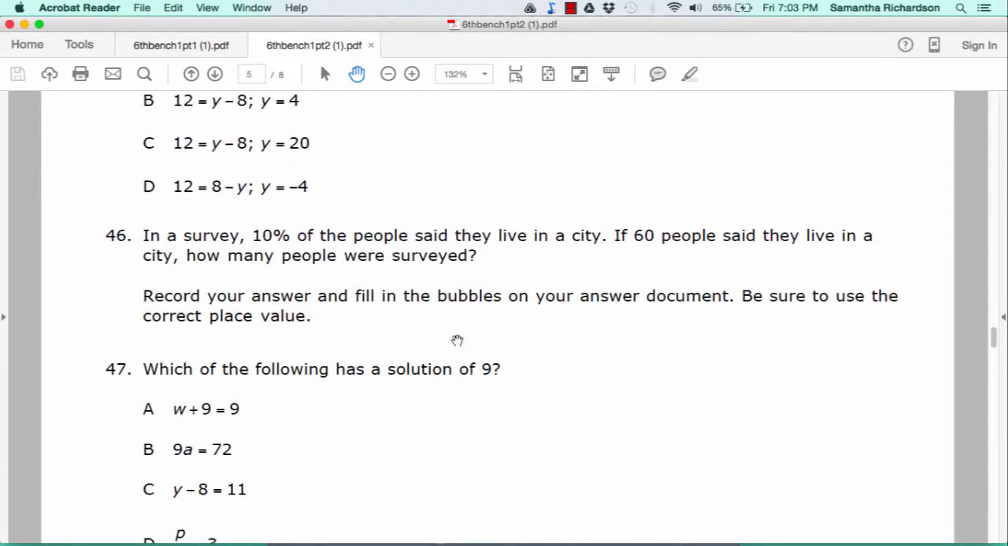Question 46. In a survey, 10% of the people said they live in a city. If 60 people say they live in a city, how many people were surveyed? Record your answer and fill in the bubbles on your answer document. Be sure to use the correct place value.